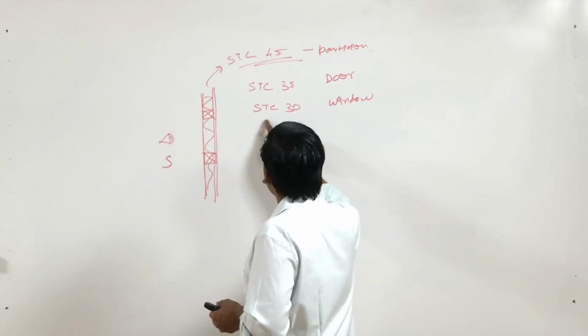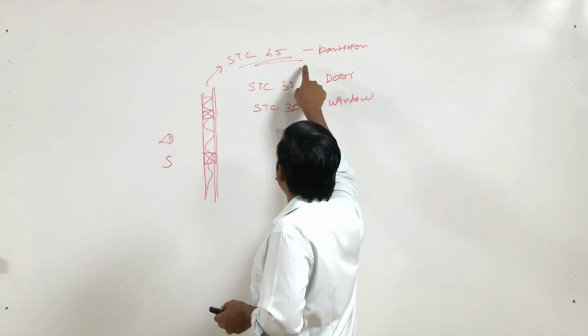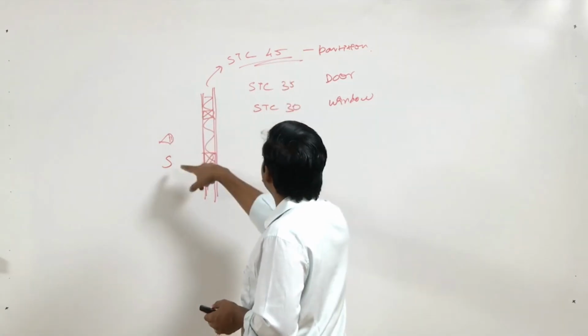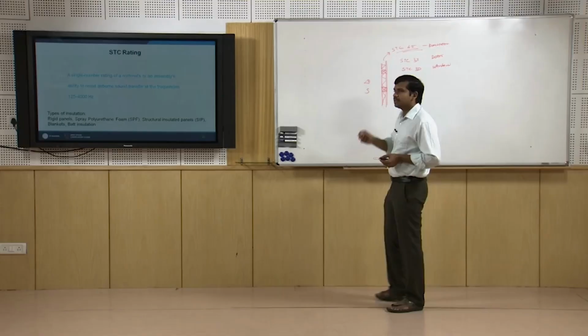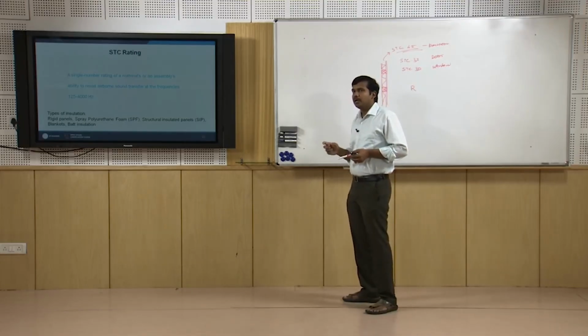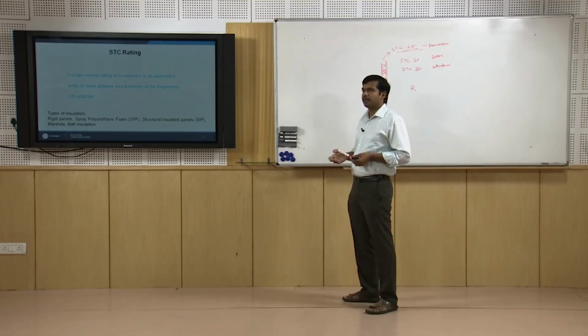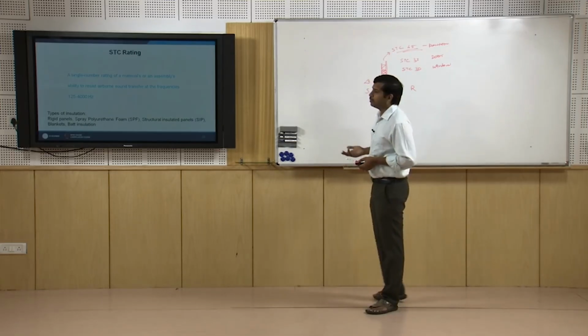Now this is a weaker link. If you have to really improve the sound transmission of the whole partition system, then you have to really address this particular window. Say instead of a single glass you go for a double glass unit, or you go for a laminated window panel which will be slightly more sound insulative.